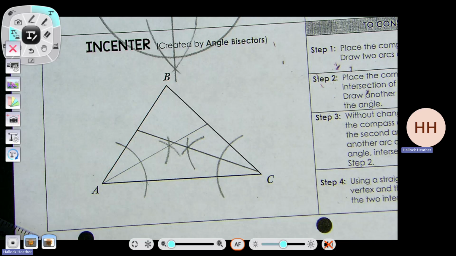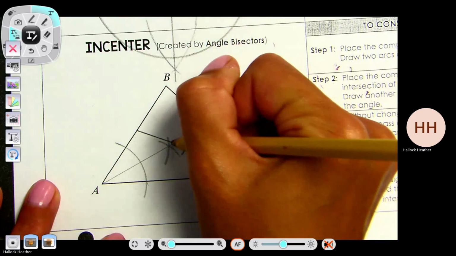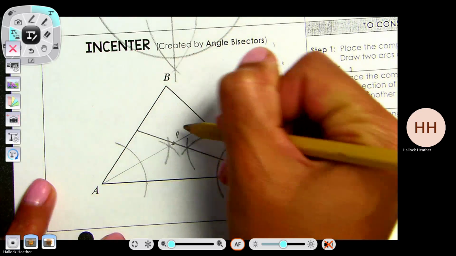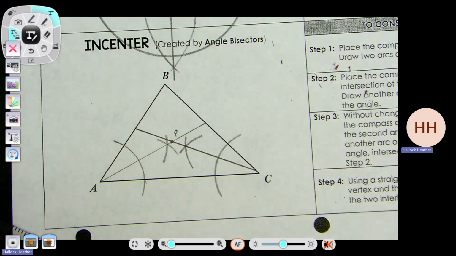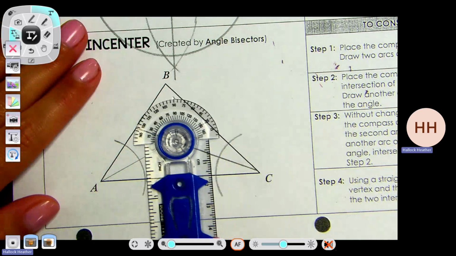So we are going to take our point, we're going to label it P, where the angle bisectors meet. So this is P. Where the lines meet. And this time we're going to put the compass on P, but we're not going to open to a vertex. We're actually going to open up straight down to the bottom of the triangle. So put your compass on P.